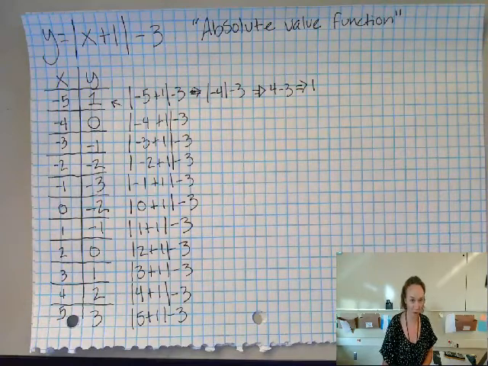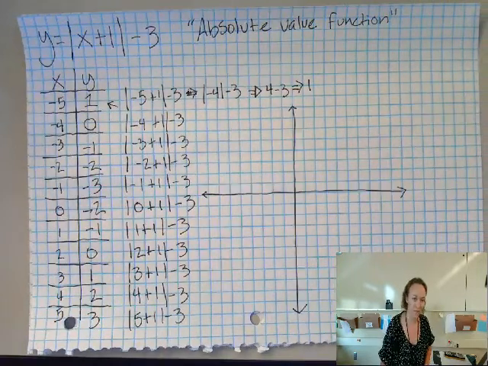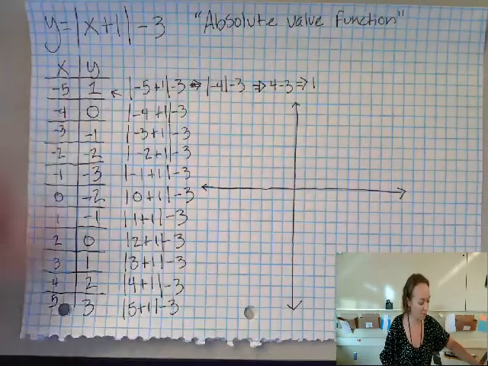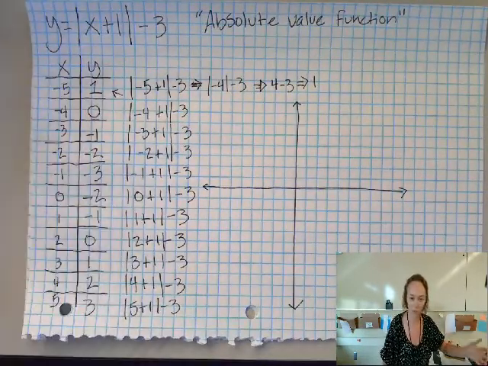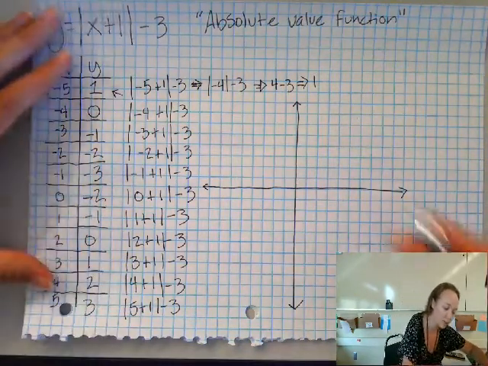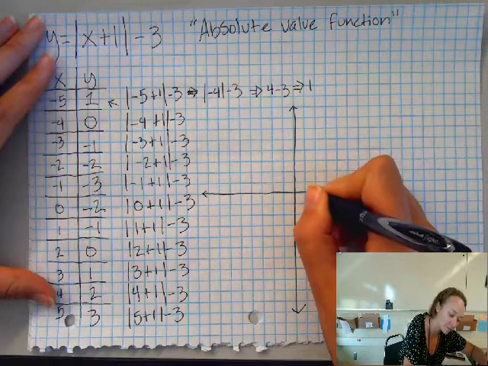So let's set up your graph. And when deciding on your scale, you always want to look. I see both negatives and positives, so I'm going to need a 4-quadrant graph. But my numbers are all pretty small, so I'll just continue to scale by 1s.